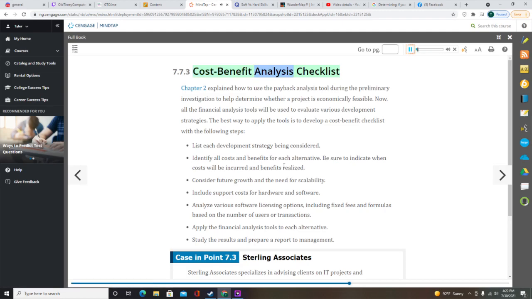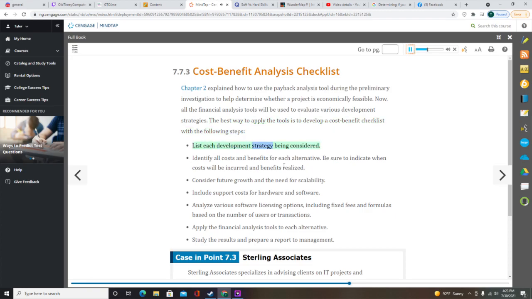Cost-benefit analysis checklist. Chapter 2 explained how to use the payback analysis tool during the preliminary investigation to help determine whether a project is economically feasible. Now, all the financial analysis tools will be used to evaluate various development strategies. The best way to apply the tools is to develop a cost-benefit checklist with the following steps.